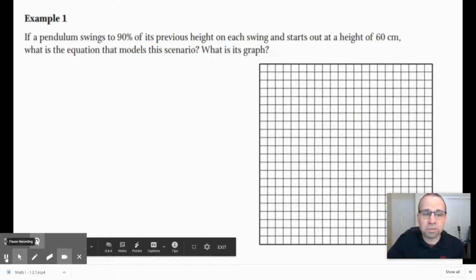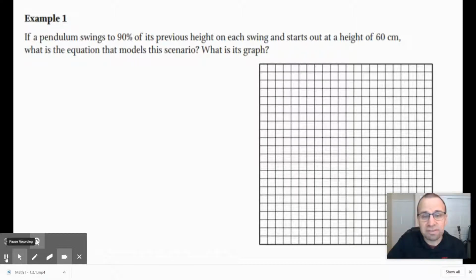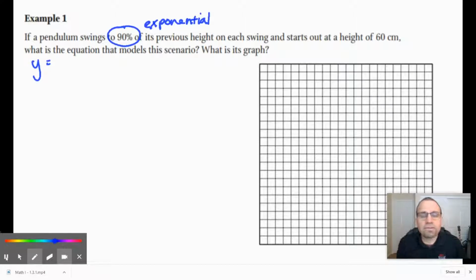If a pendulum swings to 90% of its previous height on each swing and starts out at a height of 60 centimeters, what is the equation that models the scenario? What is the graph? The first thing I recognize is the 90%. Whenever there's a percent or a rate or doubled, triple, I know it's exponential. So let's start off with the exponential equation.